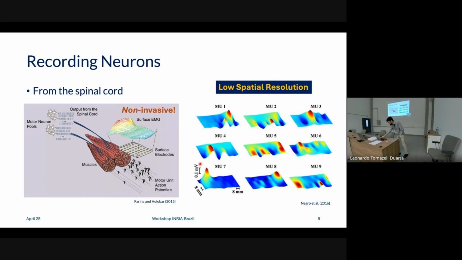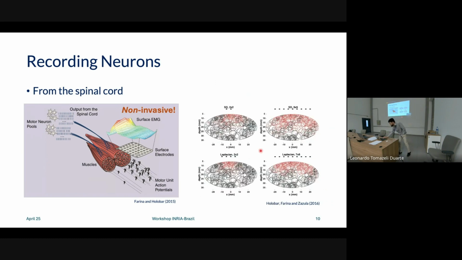But when we increase the number of electrodes, and these pictures here are showing the increasing number of electrodes placed or positioned on the skin, on top of the muscle, we can increase the possibility of identifying the activity of neurons or motor neurons from surface signals, because we can employ some kind of blind source separation algorithm, and then we can identify the sources of these electrical fields propagating on the muscle surface.